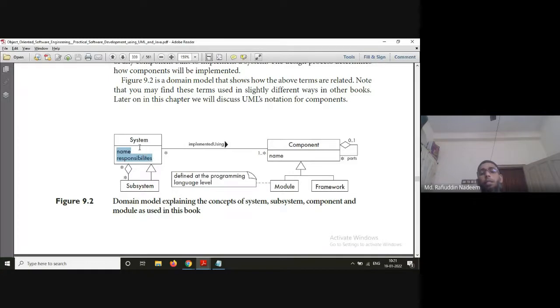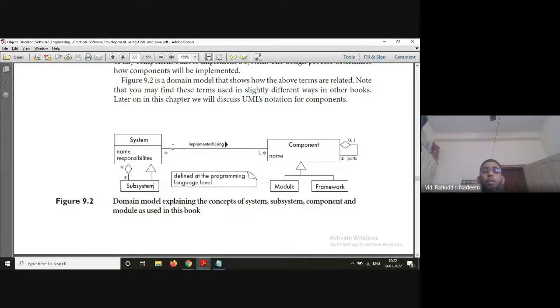A system is a generalized term. This triangle shows you the specialization, which says subsystem here, meaning an inheritance relationship, the generalization-specialization relationship, is shown here. At the same time, you have this association also. The system is composed of several subsystems here.